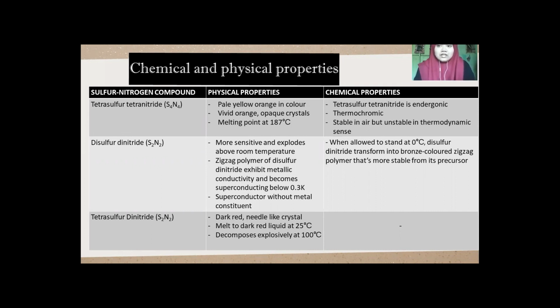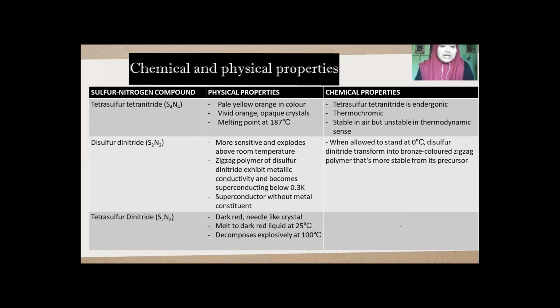Other than that, a chemical property of tetrasulfur tetranitride is that it is thermochromic. Thermochromic is a property of a substance that changes its color due to a certain temperature. For tetrasulfur tetranitride, it changes from pale yellow at negative 30 degrees Celsius to orange at room temperature to deep red above 100 degrees Celsius. It's stable in air but unstable in the thermodynamic sense.